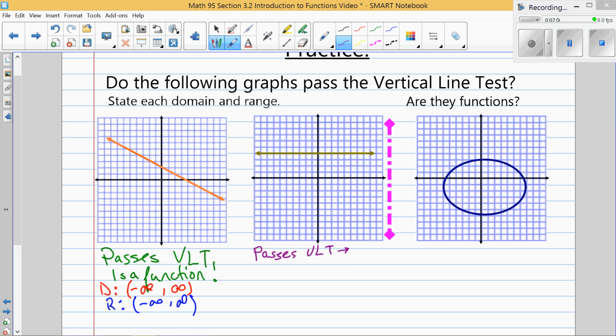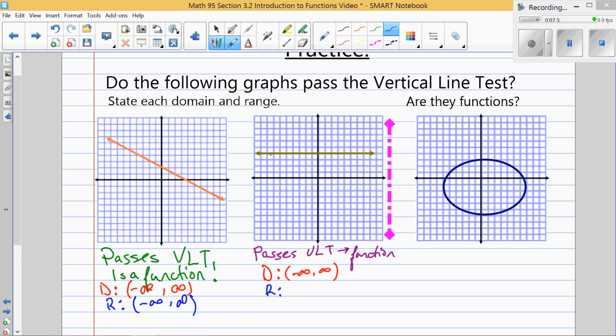So it is a function. Let's talk about its domain and its range. These arrows again indicate that I will have the same behavior forever. This arrow is pointing to negative infinity, and this arrow is pointing toward positive infinity. This has the same domain as my previous function. Let's take a look at the range.